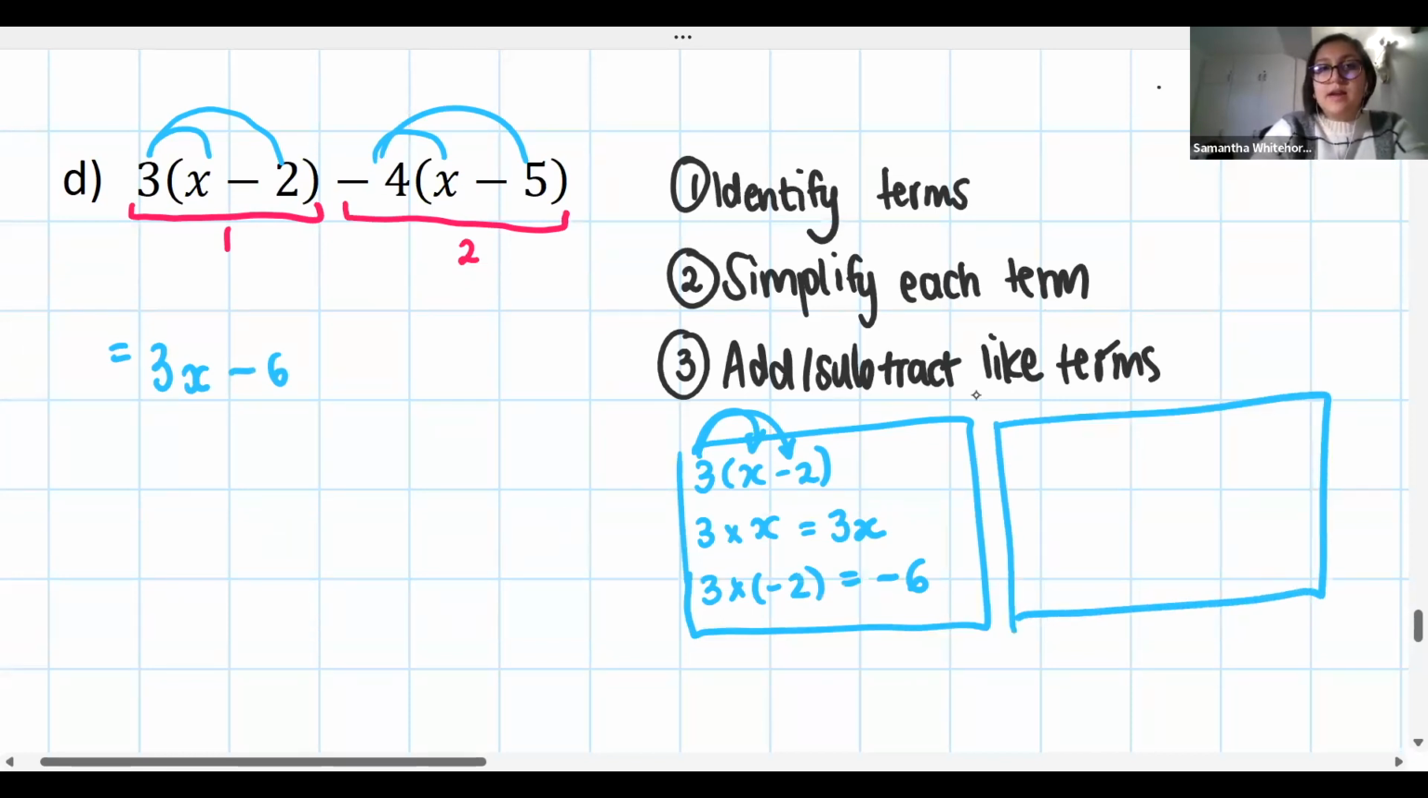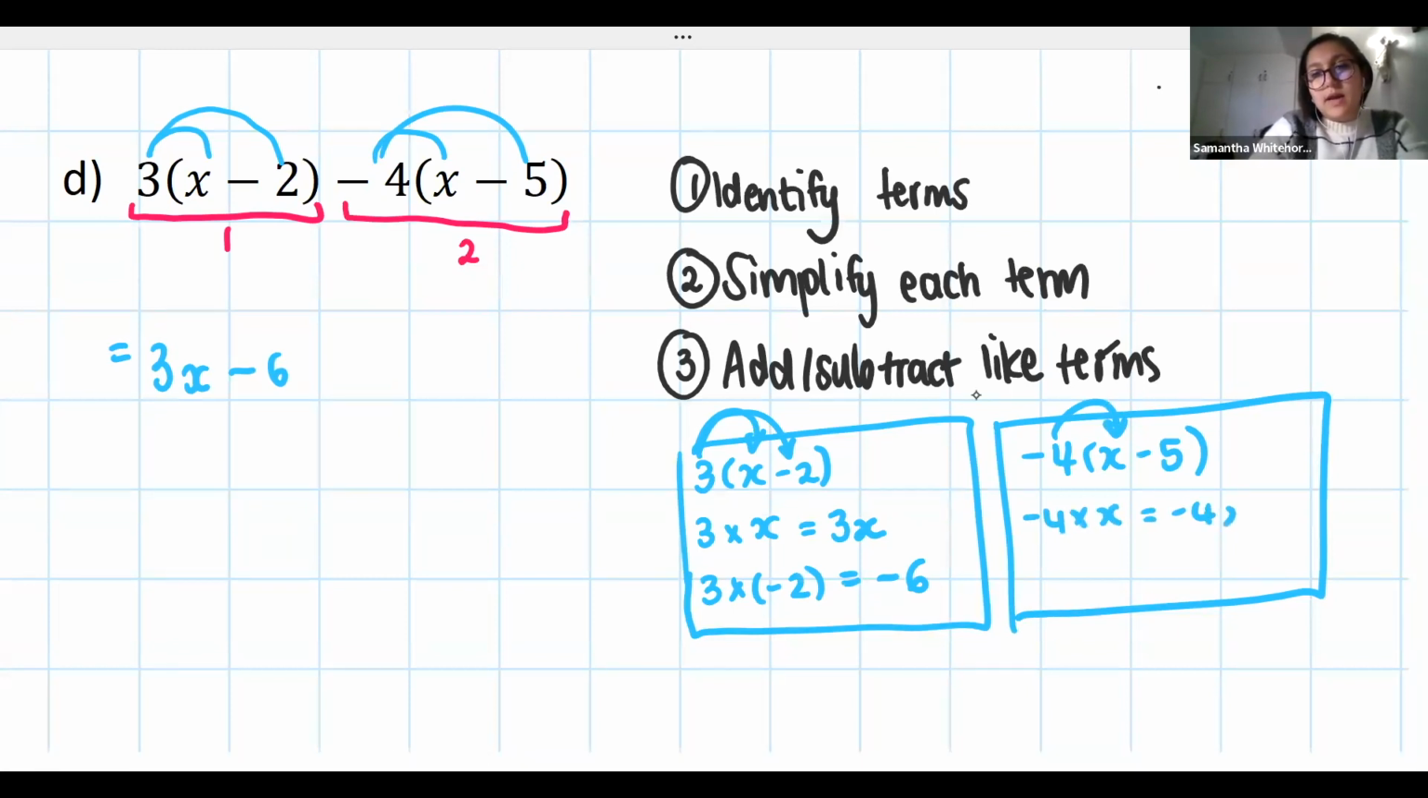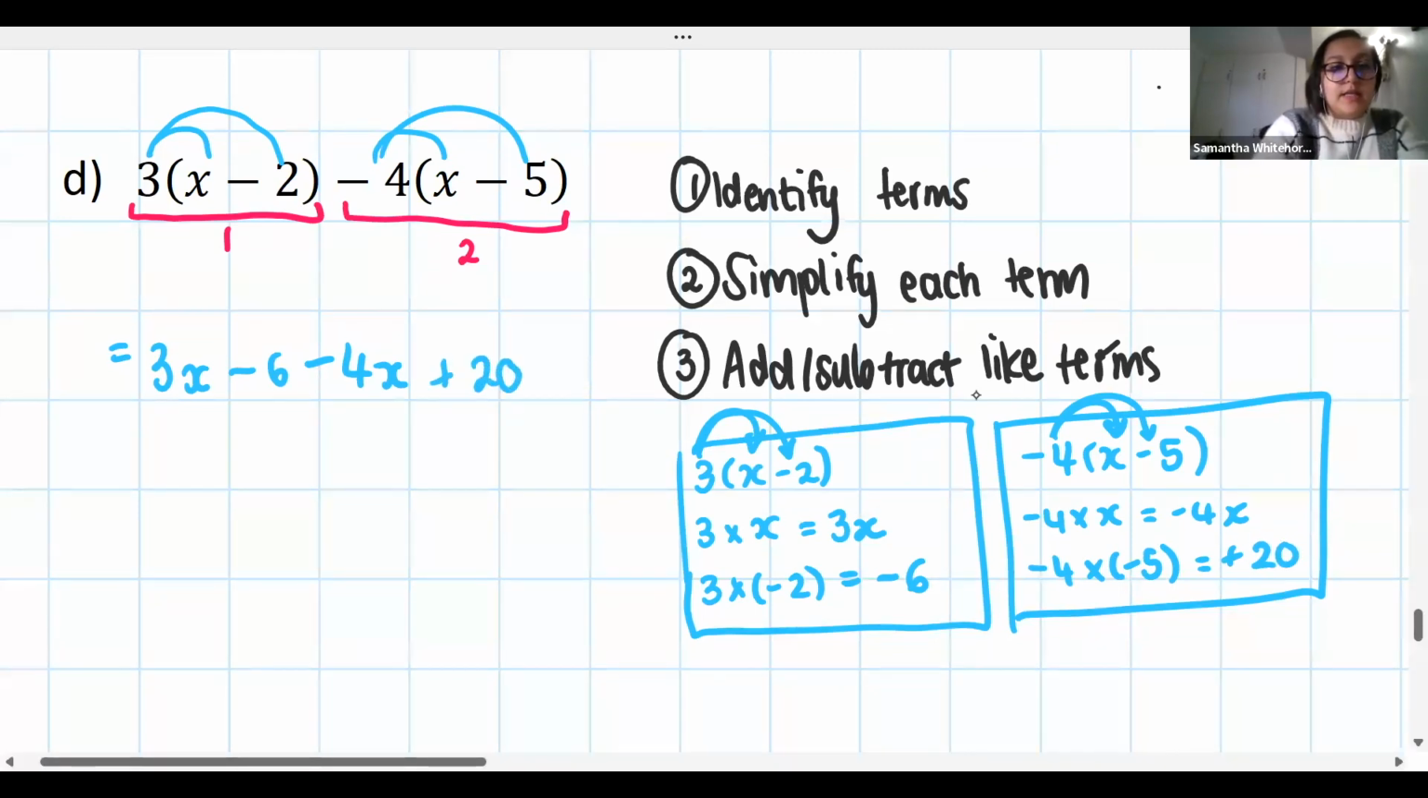Then in our second term, we've got that negative 4 that we need to distribute. So negative 4 times (x minus 5). Distributed in, negative 4 times x is negative 4x. And then again, be careful, you've got a negative 4 times a negative 5. We know that a negative times a negative is a positive. 4 times 5 is 20. So we've got plus 20.